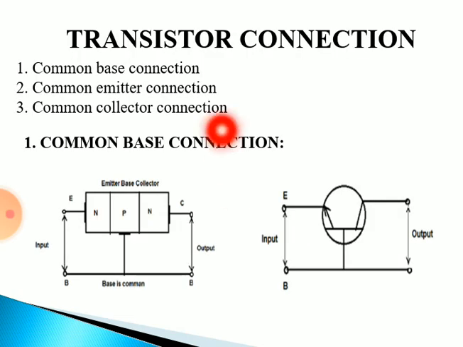The next is transistor connection. Basically, you can connect your transistor in three ways: common base connection, common emitter connection, and common collector connection. You can see this is your common base connection. Common base means you are making your base common to both emitter and collector, and you give your input across the emitter base junction and take your output across the collector base junction. This is how it is explained symbolically.